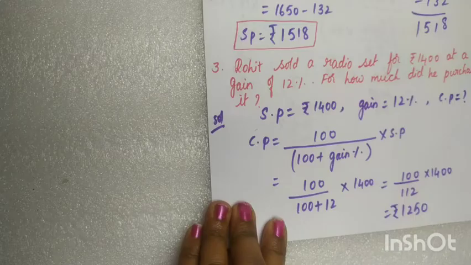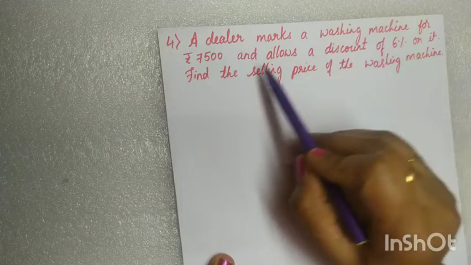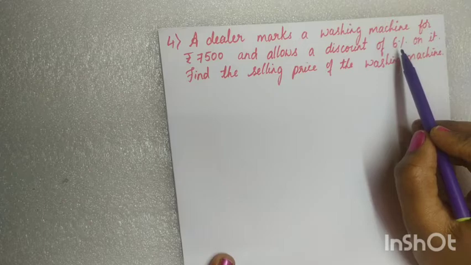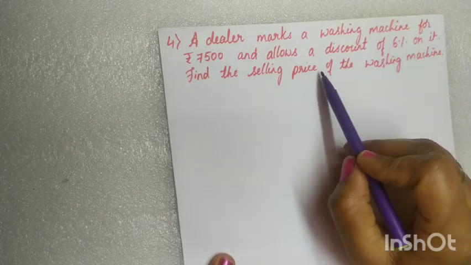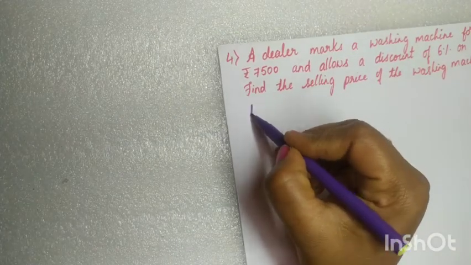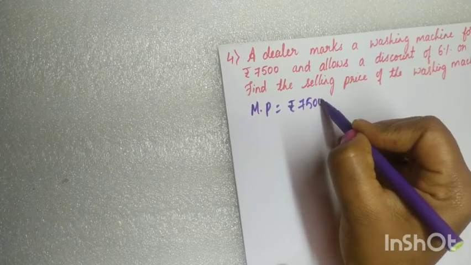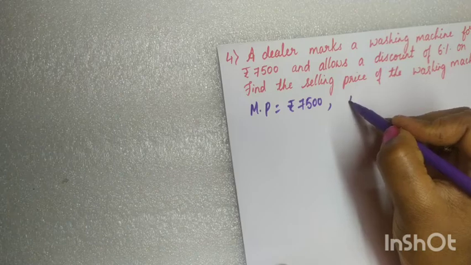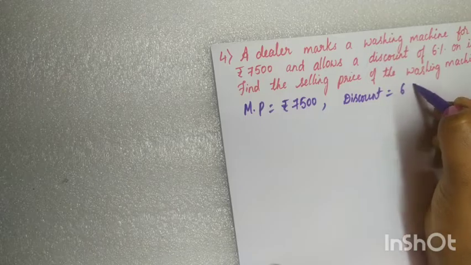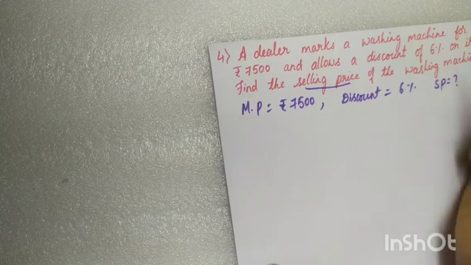Now let us see the fourth problem. A dealer marks a washing machine for rupees 7,500 and allows a discount of 6% on it. Find the selling price of the washing machine. So here washing machine market price is given. Market price, that is MP, is equal to rupees 7,500. Next, discount is equal to D, discount is equal to 6%. Now what are we supposed to calculate? We are supposed to calculate the selling price.